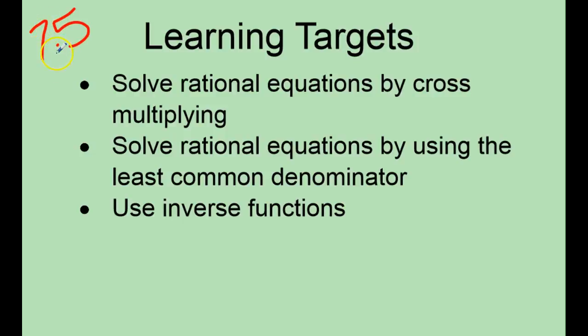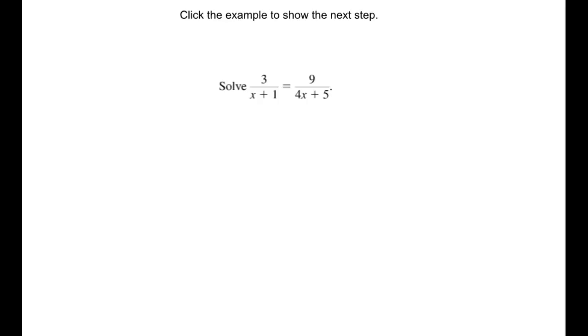All right, here we're going to look at section 7.5. Our learning targets for this section are to solve rational equations by cross-multiplying. Second one is solve rational equations by using the least common denominator. And then our third one is going to be using inverse functions.